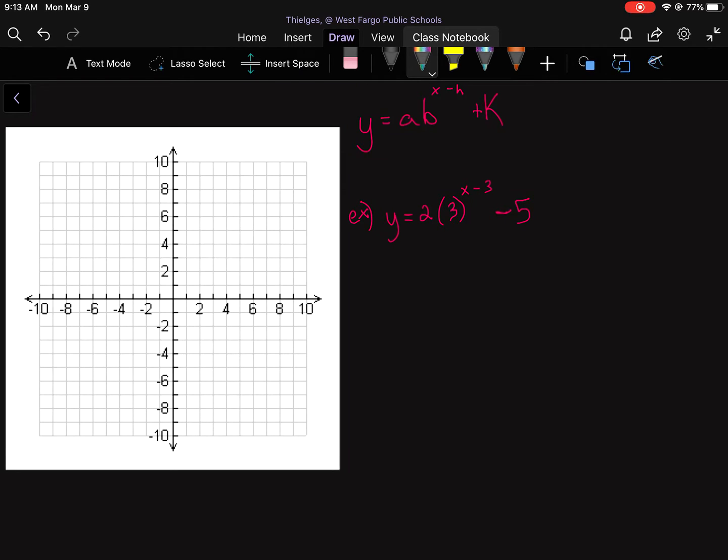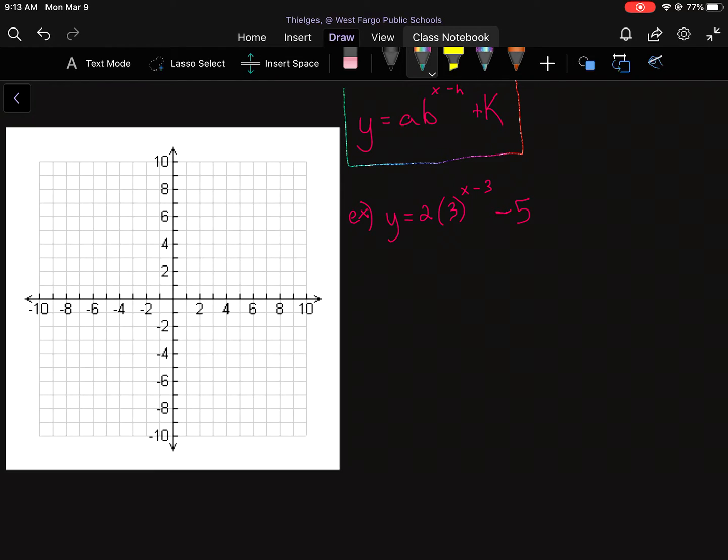Okay, I want to go over some quiz corrections, things that I saw in there that I didn't like that hopefully we can get straightened out. This right here up above I wrote is the parent function, or the basic equation of exponential growth or decay.